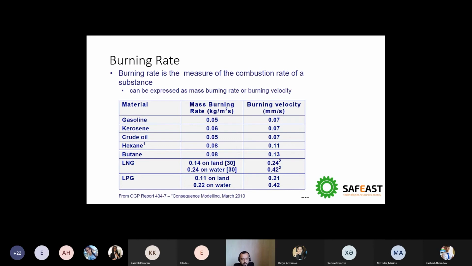So when the material coming into the pool equals the material exiting the pool. For this purpose, you can use burning rate, because not all materials burn at the same rate. For example, a typical gasoline you put in your car as fuel burns 0.05 kilogram per square meter per second. But butane, hexane, or crude is almost twice higher. LPG and LNG have much more value, and you can see they are even different on land or on water. As we said, pool diameter will be affected by the surface characteristic.